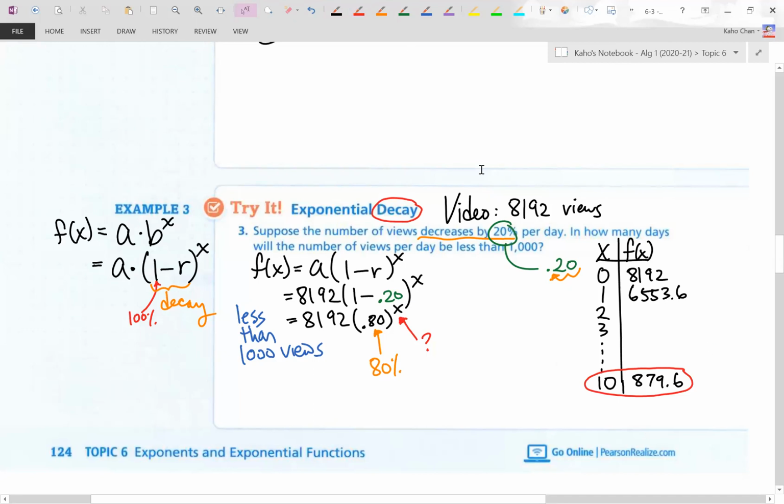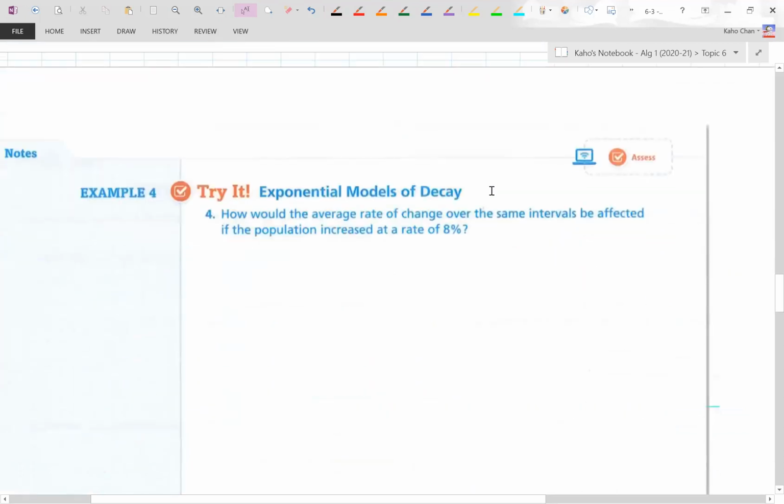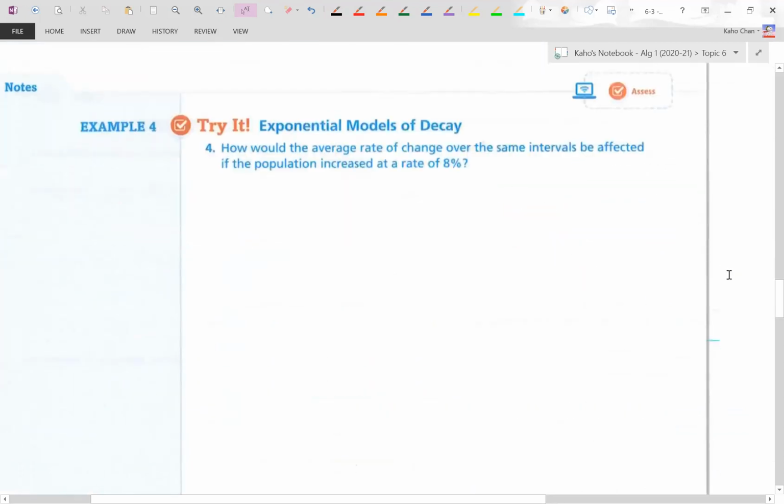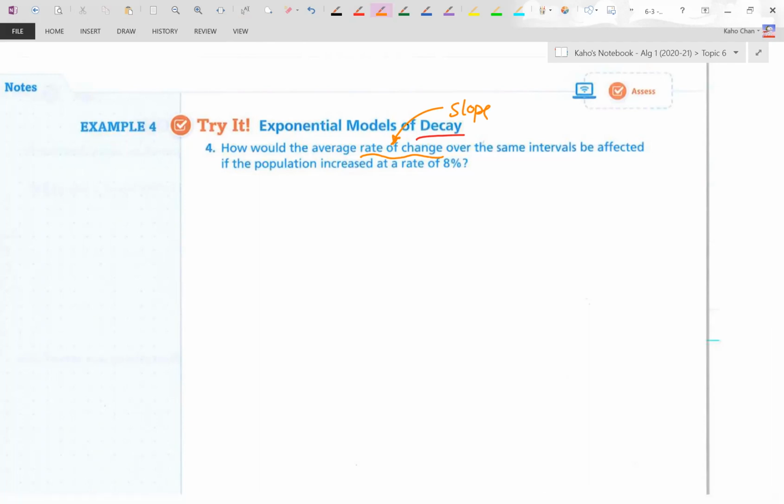Okay. I was looking at this example earlier, example 4. I think there's a typo. The name itself for example 4 is Exponential Models of Decay. I may not have noticed this last year when I did this. Let's read along as I read aloud. How would the average rate of change, and by the way, rate of change means slope, over the same intervals be affected if the population increased at a rate of 8%? See that? Decay increased, probably a typo, decreased.